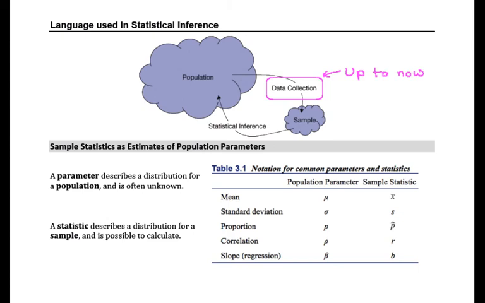What we start doing going forward is this idea of statistical inference, where instead of going from a larger population to a sample and saying, what can we say about the sample, we now start to go in the other direction and say, suppose we have information about a sample, what can we now infer about the population?